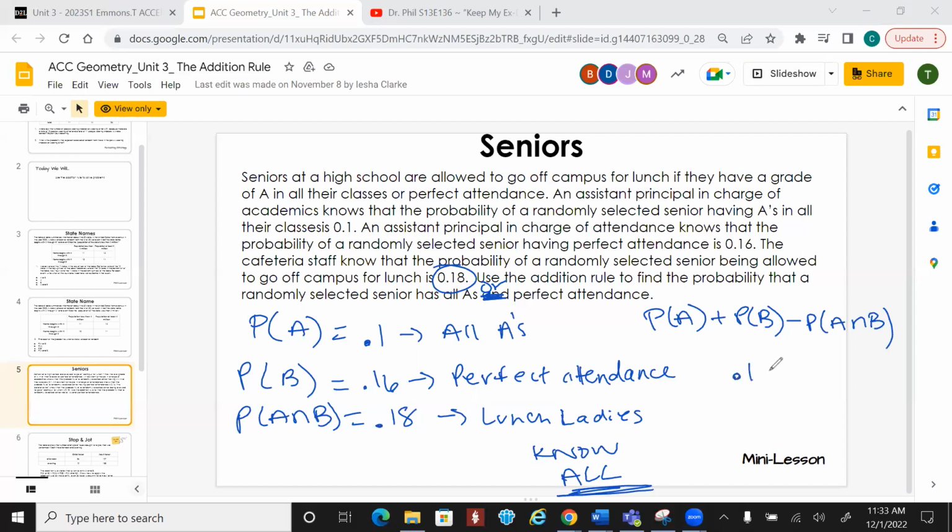So it should be like 0.1 plus 0.16 and then minus 0.18. 0.08? Okay. So we got an 8% chance that they are all A's or the perfect attendance. These seniors are horrible. That's where we're at. Oh, no. Well, okay.